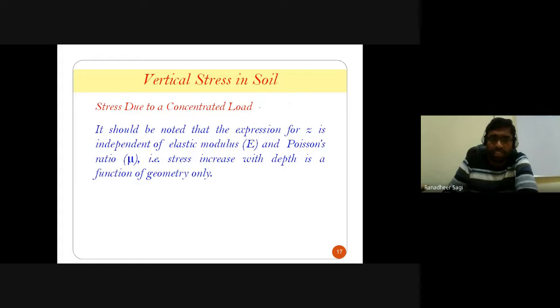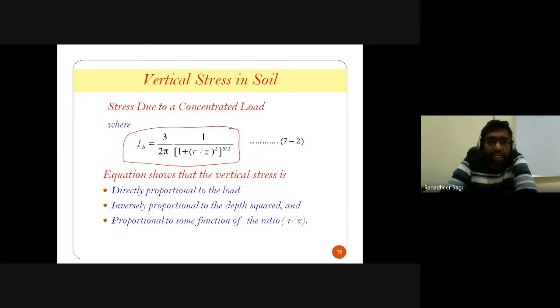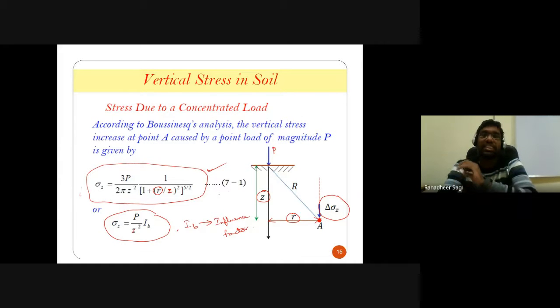Now this particular stress expression that we have calculated, if you can clearly understand, is independent of the Poisson's ratio of the soil, and it is also independent of the modulus of elasticity or the deformation modulus of your soil. So basically the expression given by Boussinesq is a function of the load, the depth, and the radial distance at which you are calculating your stress.